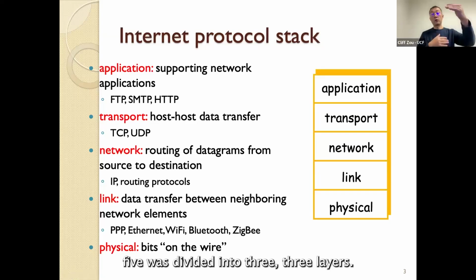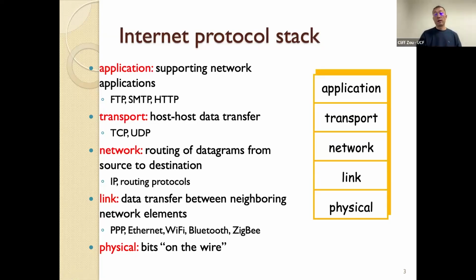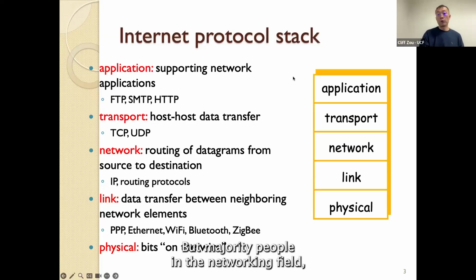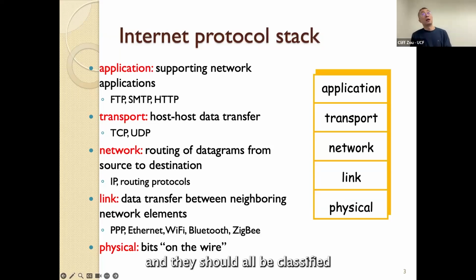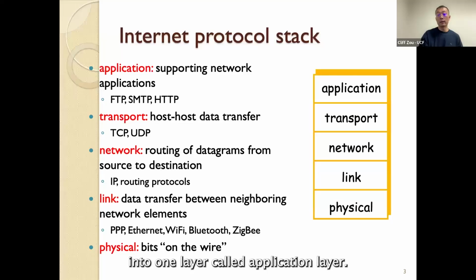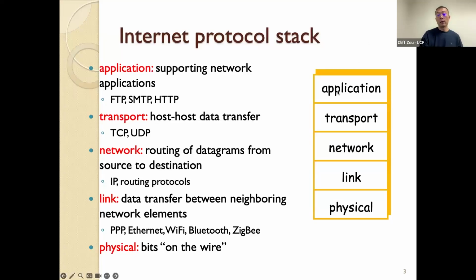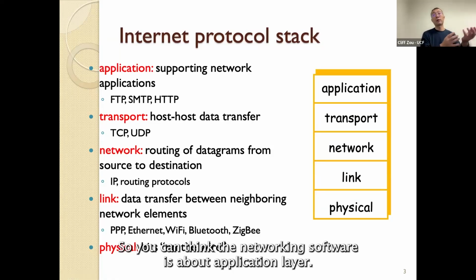divided into three layers. But majority people in the networking field, they think that the top 3 layers, they are too similar to each other, and they should all be classified into one layer called application layer. Basically, application layer means all the networking software. So you can think that networking software is about application layer.